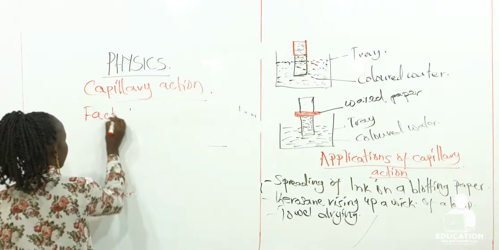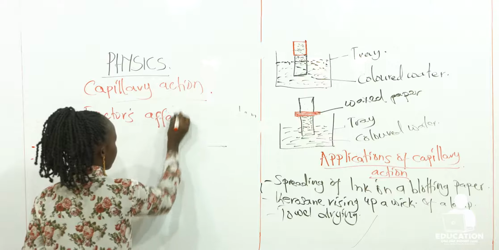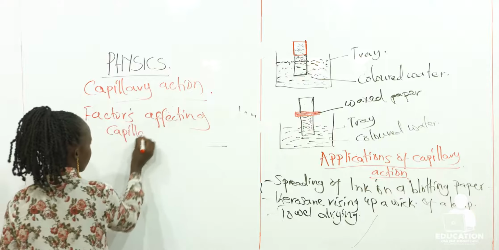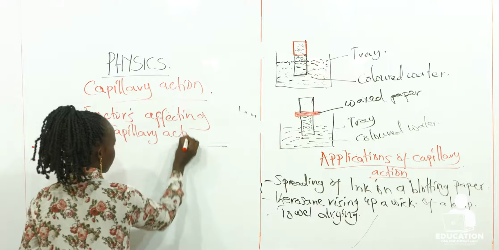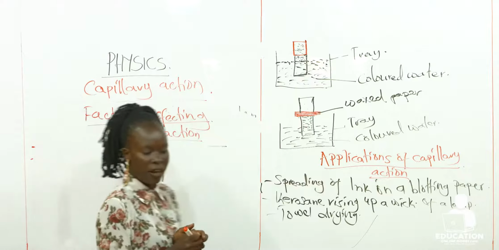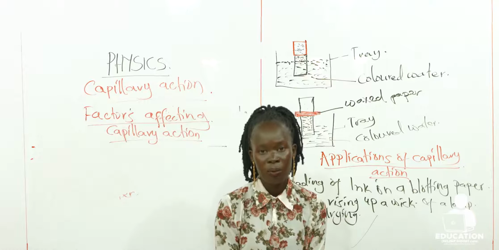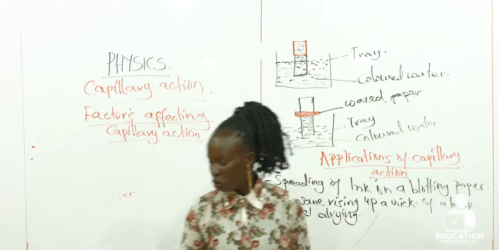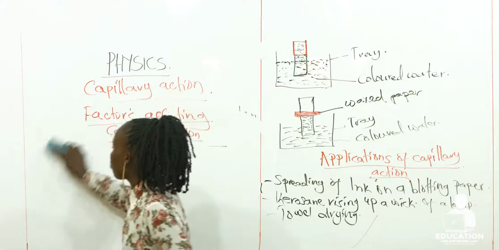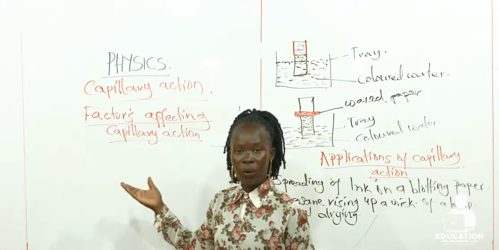We have as factors affecting capillary action. So what is the factor that can affect the rise or the fall of liquid in a tube or in space? So let's see this. The rise or fall, that means that we are talking about what will affect the height of the liquid.